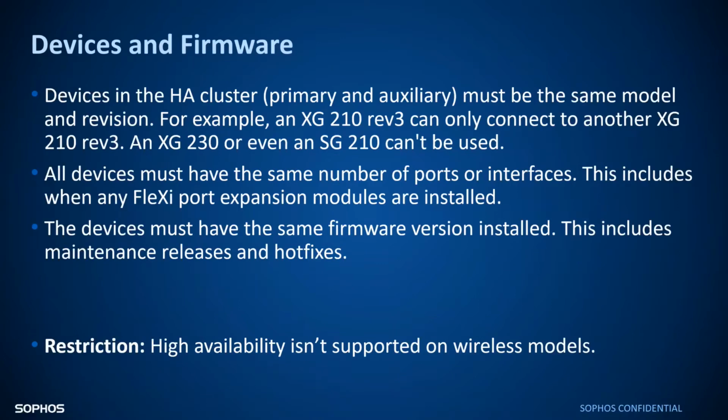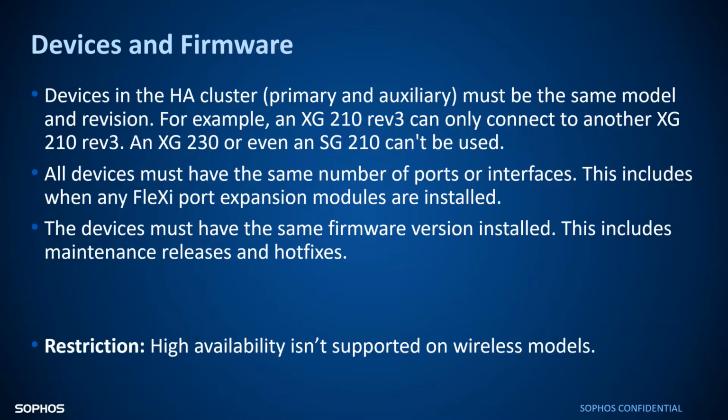So first off, when we're talking about HA, both the primary and auxiliary unit have to be the same model and same revision. So if you're running an XG210 Rev 3 and the other unit is a Rev 2, there is a potential that the HA is not going to work and is not going to be supported. The same is true if you have an XG230 and an SG210 or an SG230. You will not be able to use that in there. So you will not be able to mix between the SG and XG models, even though they are mostly identical. All the devices need to have the same number of ports and interfaces, and this does include any FlexiPort modules that you have installed.